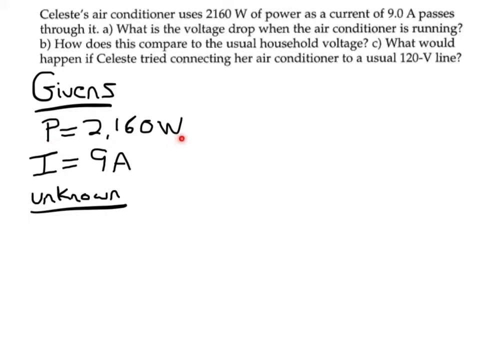We got power of 2,160 watts, or 2.16 kilowatts. The current is 9 amps, which is a lot. And then the question here is, what is the voltage drop when the air conditioner is running? That's easy. All they're really asking for is what is the voltage.